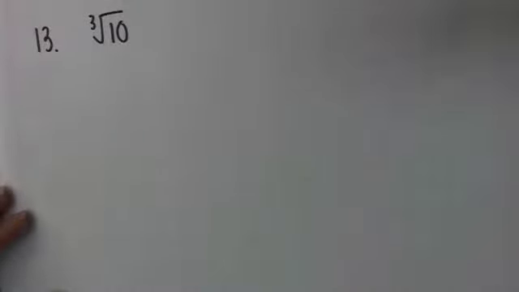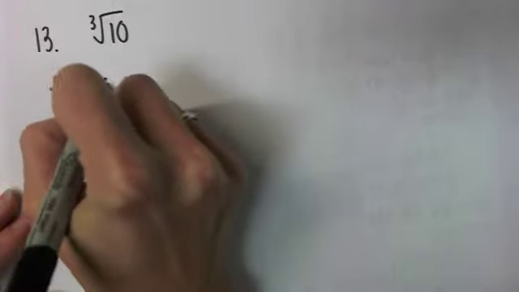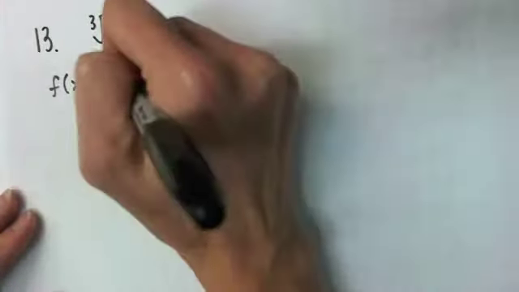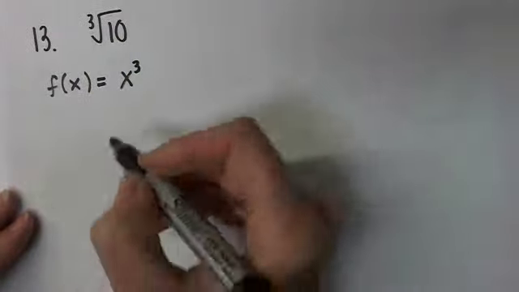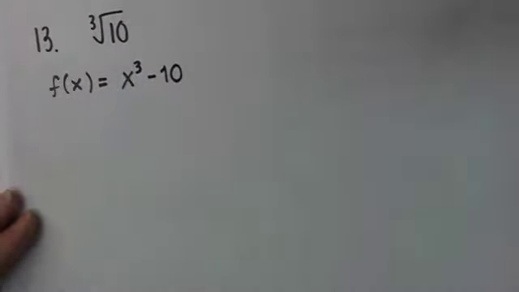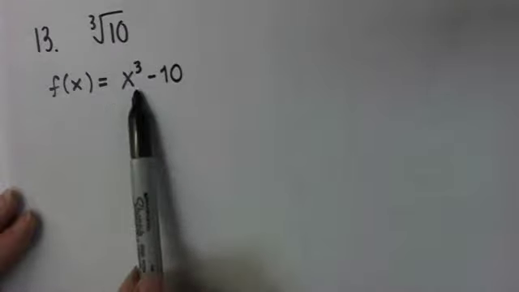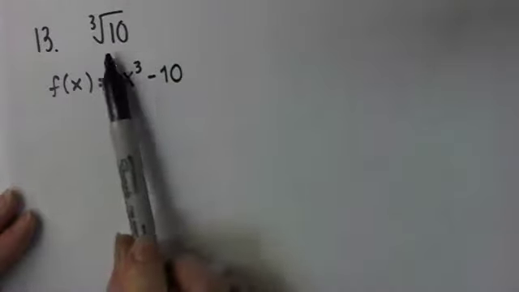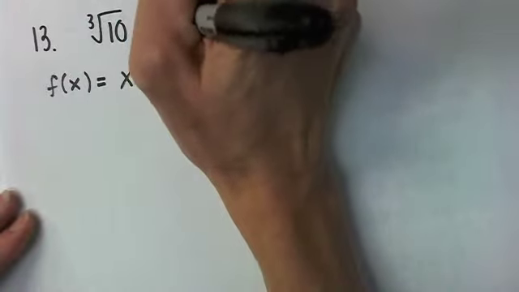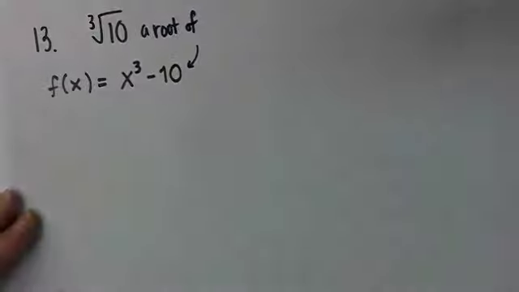All right, number 13, use Newton's method to approximate the cube root of 10 to 4 decimal places. Okay, well, we need a function that the cube root of 10 is the 0 of. So what function would you plug in the cube root of 10 and get 0? Well, if you undo the cube root by cubing it, then you would get 10 and then minus 10 and you would get 0. So if you plug the cube root of 10 into x cubed minus 10, then the cube root is a root of this function right here.